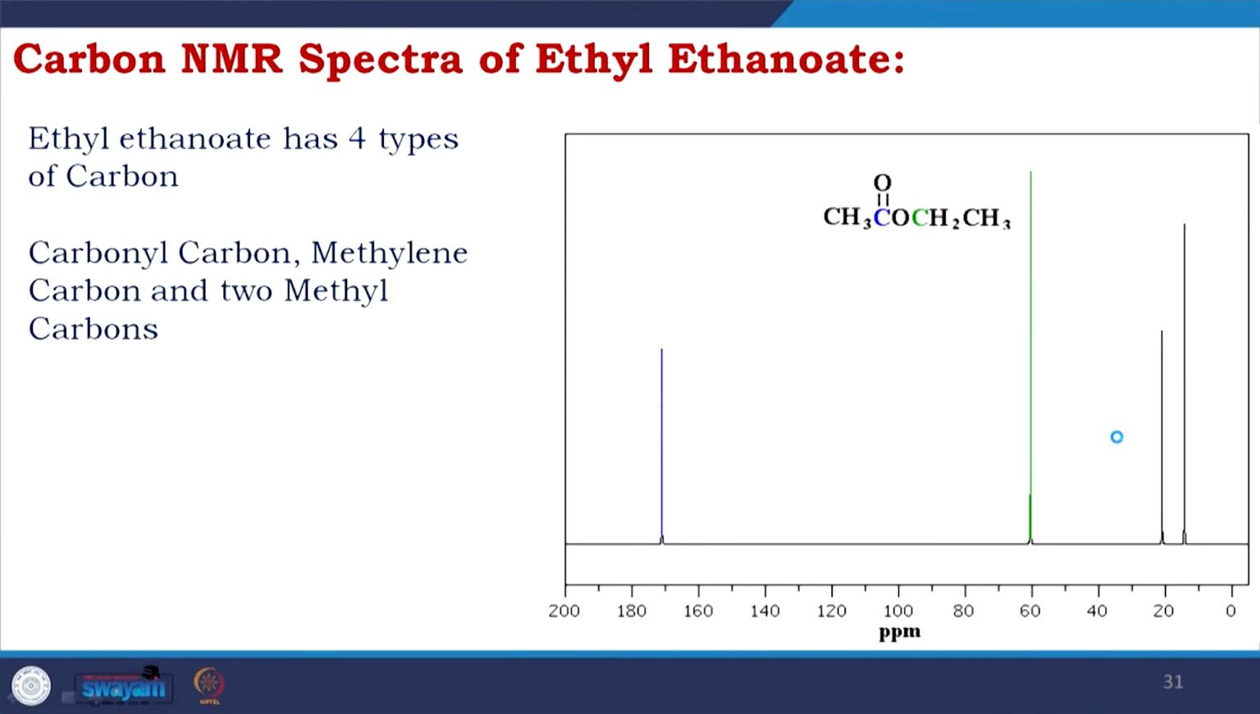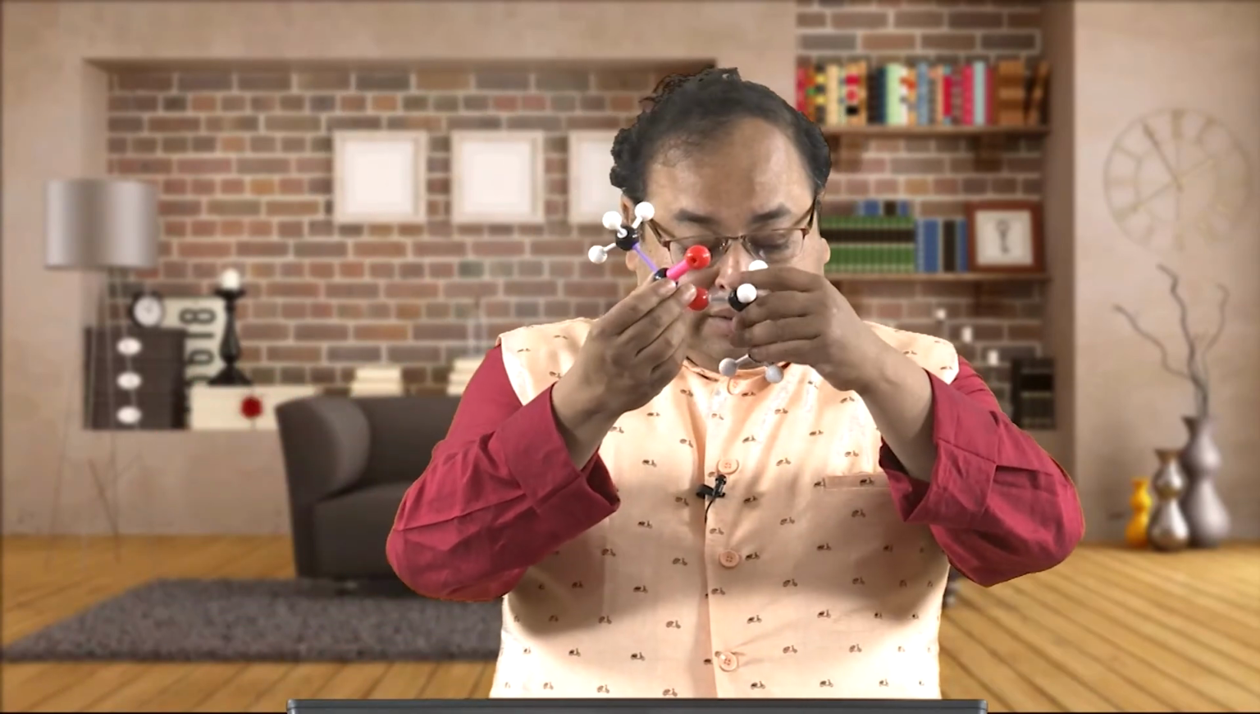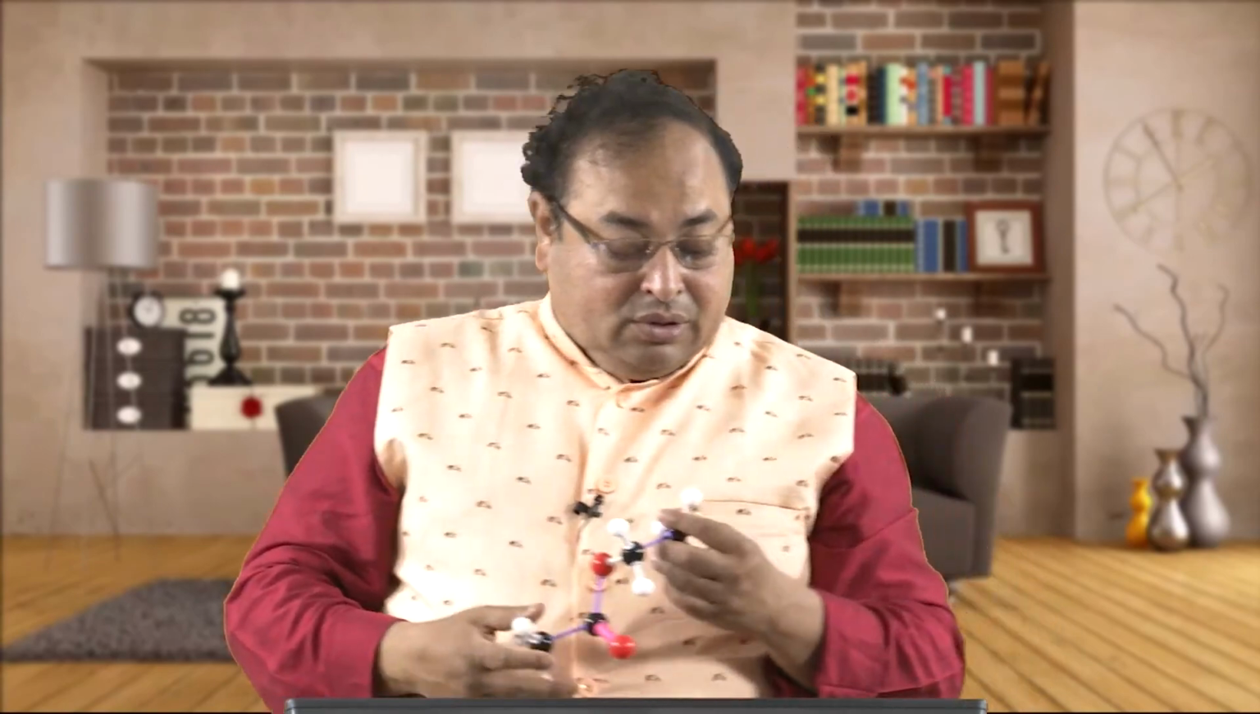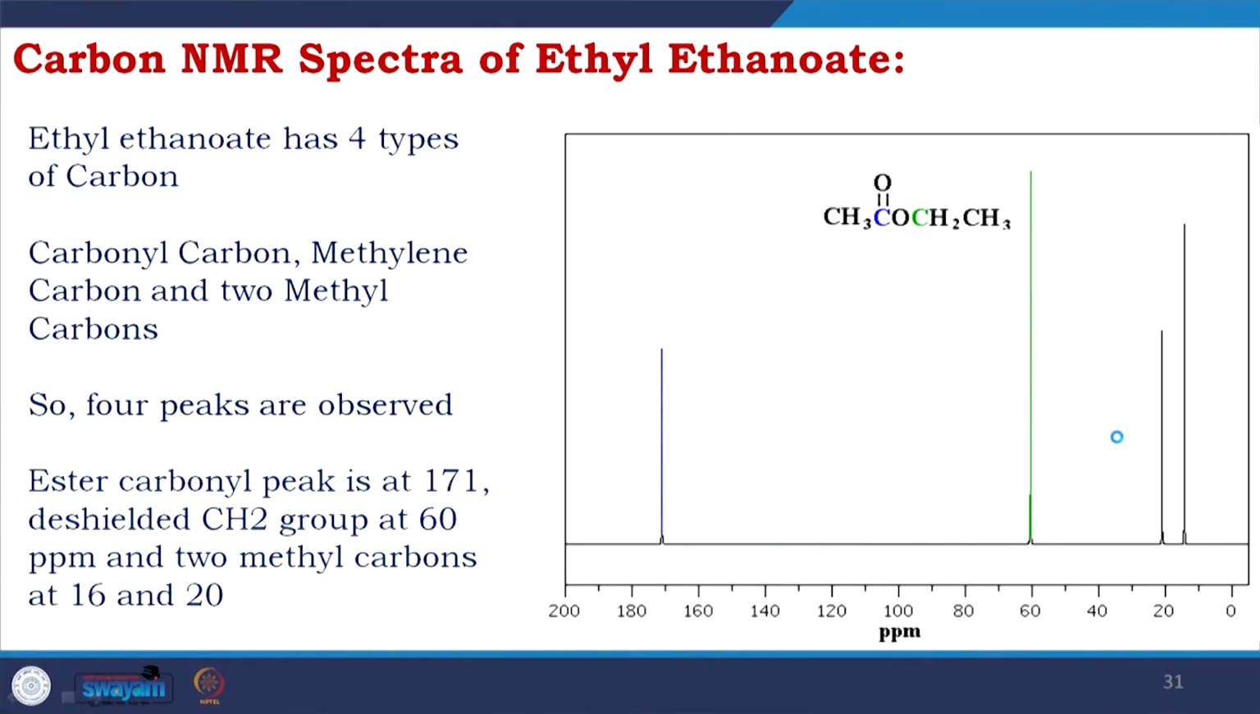We could easily see here, 1 type, 2 type, 3 type, 4 type. The carbonyl carbon, this one, the methylene carbon, and 2 methyl carbons connected to different positions. So, 4 peaks are observed. The ester carbonyl peak is at 171 because it is a carbonyl carbon, we talked about this. The CH2 group attached to oxygen is at 60 ppm and the 2 methyl carbons are at 16 and 20.